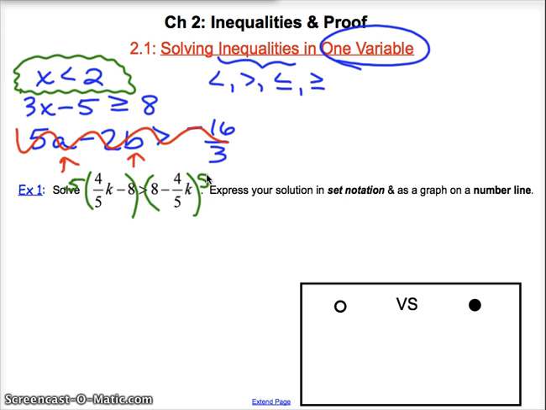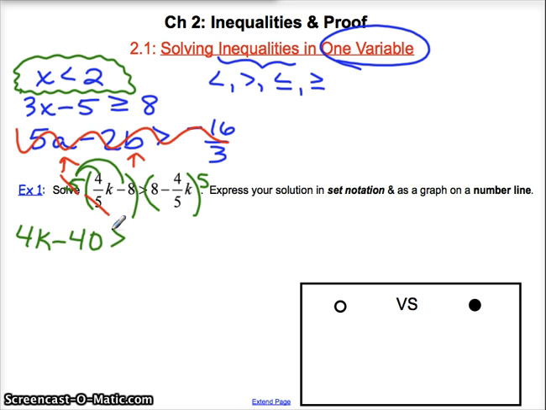It's a positive number, so I can leave the inequality symbol the same. I do need to remember to distribute this 5 through both binomials, on either side. 4/5 times 5, these 5s cancel out, so I am left with 4k. And again, I need to distribute, so 5 times negative 8 is negative 40.